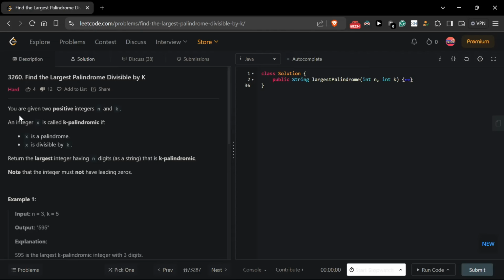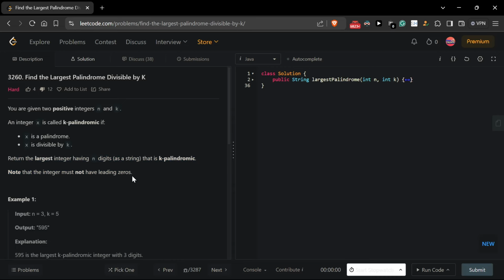Here we go. We have a question. Find the largest palindrome divisible by k. You are given two integers n and k. An integer x is called k-palindromic if x is a palindrome and x is divisible by k. So we have to return the largest integer having n digits that is k-palindromic.